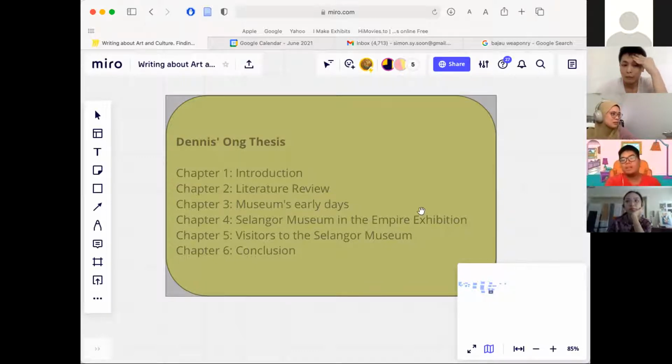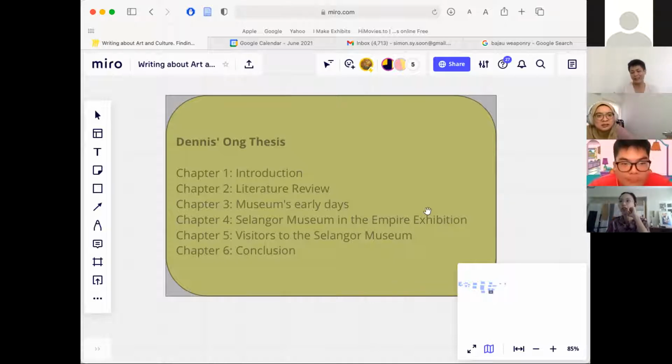Maybe in that part I also want to talk about so many things but don't really have a focus. I think there's also a Malaya Borneo exhibition that I feel could be placed in here. Why? Because I think one of the aims of my thesis is that I want to explore the links between the museums in the region.